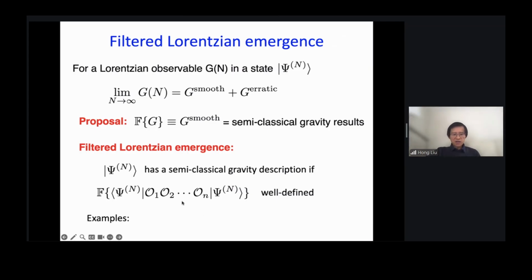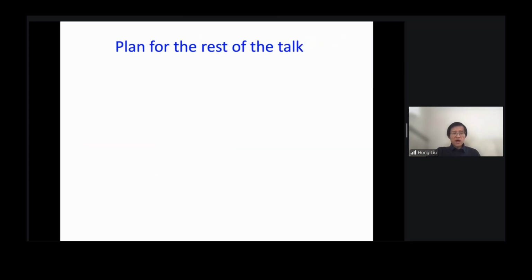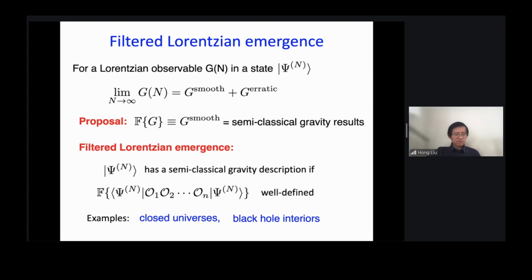And I will show that examples of this filtered Lorentzian emergence include the closed universes and the black hole interiors. Of course, here I just give you a general introduction. In principle, I can finish the talk now.